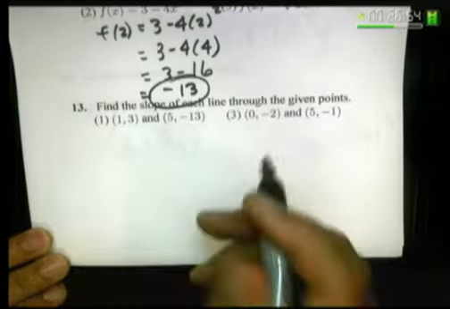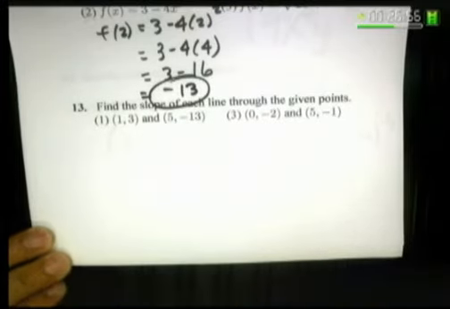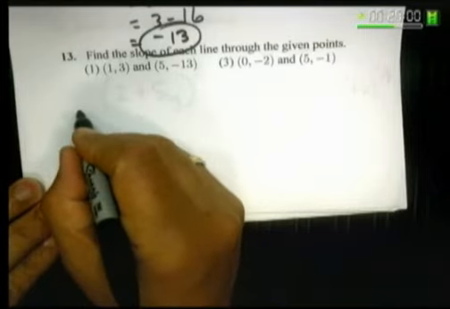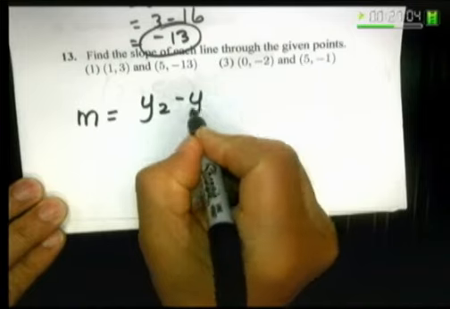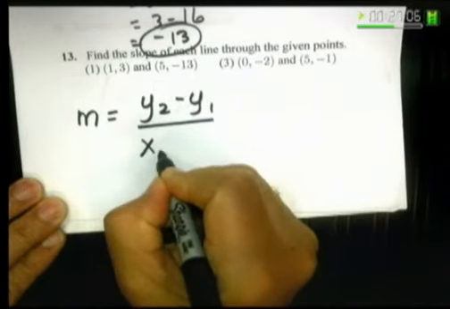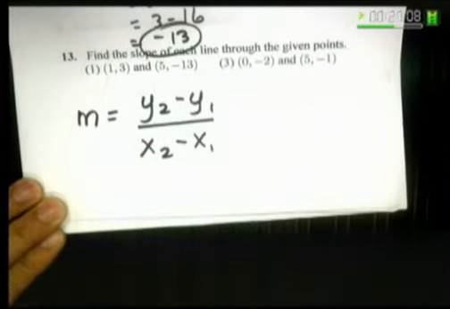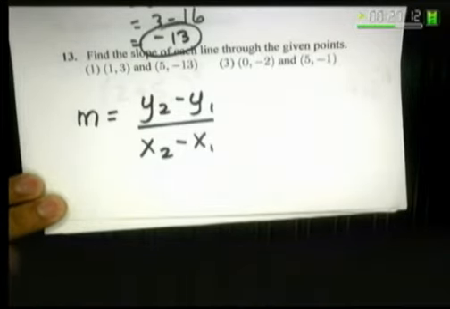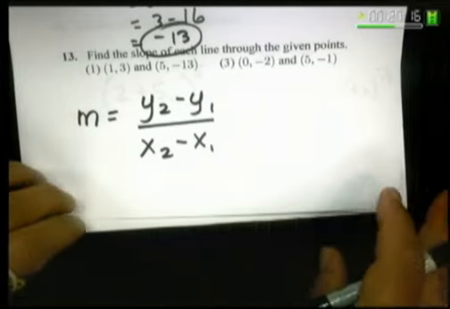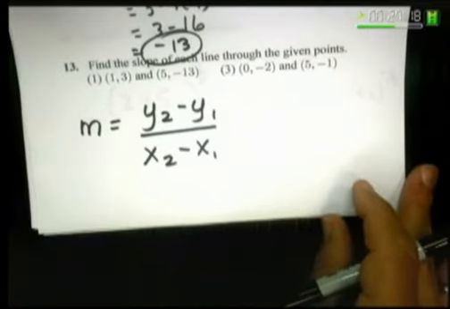All right, find the slope. We've got a formula for slope. You've got to memorize this. The slope formula is as follows. Slope will equal the change in y divided by the change in x. In other words, the slope is equal to the difference in the y values divided by the difference in the x values.